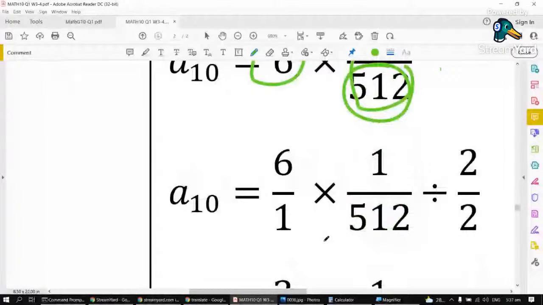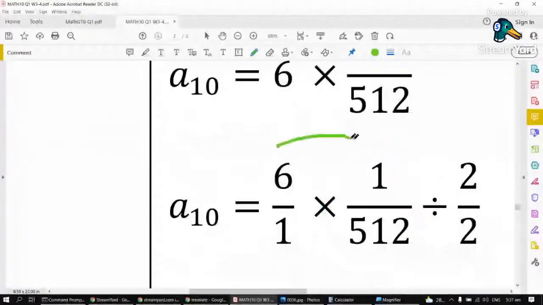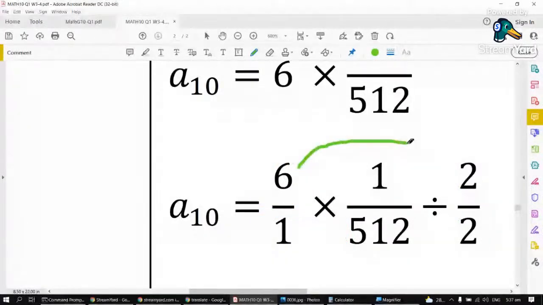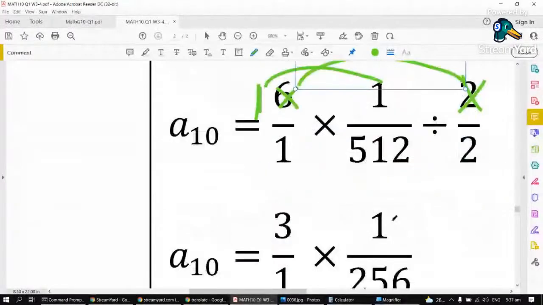So, unang ginawa natin is naglagay muna tayo ng over 1. Over 1 para pareho silang fraction. And then, dinivide natin itong dalawang to ng greatest common factor ng 6 at saka 512. That's the number 2. So, 6 divided by 2 is 1. Okay, mawawala na ito ng 2. Mawawala na itong 6. Magiging 1 na lang sila. 1 times 1 is 1.